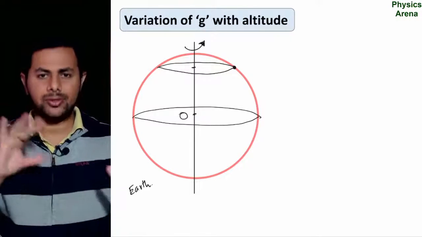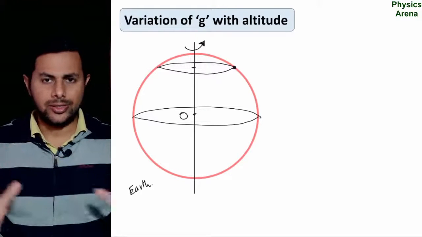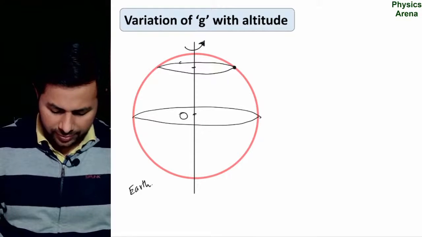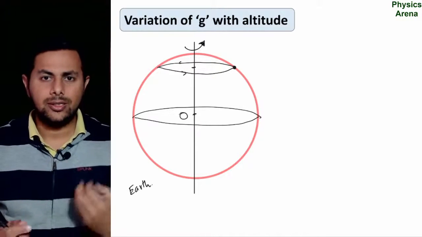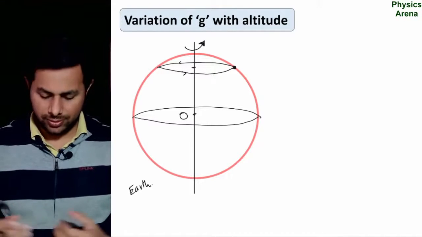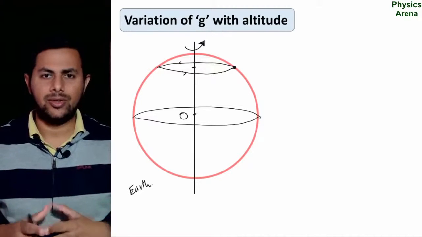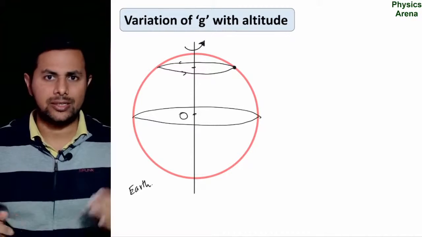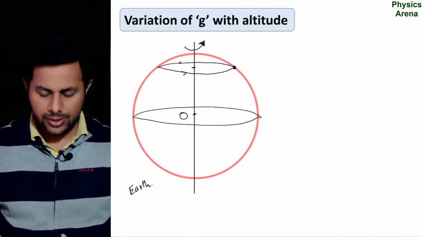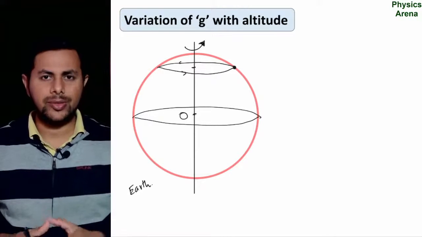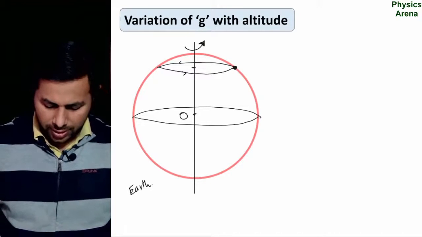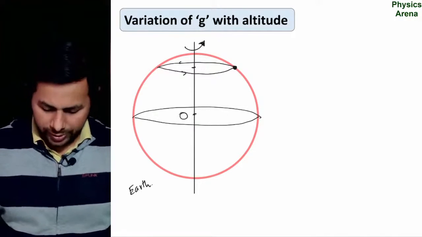So as Earth rotates, every object on Earth's surface moves in a circle. So this object will move in this circle, and we saw that circular motion is an accelerated motion. So every object which is in an accelerated frame of reference, that is a non-inertial frame of reference, experiences a pseudo force, and here the pseudo force will be the centrifugal force. So how much will be the centrifugal force?